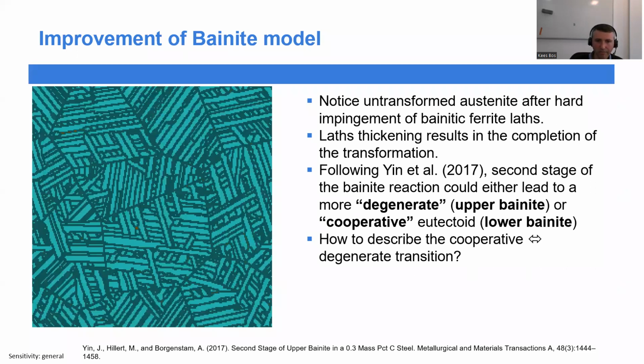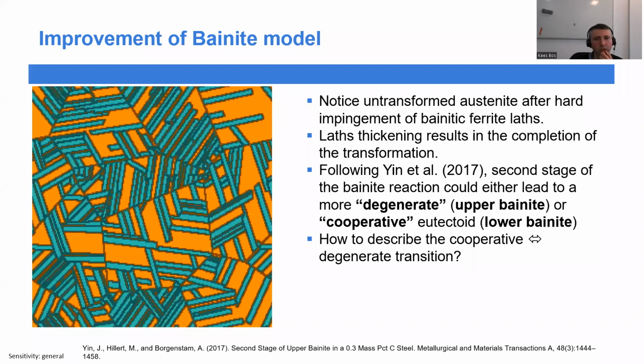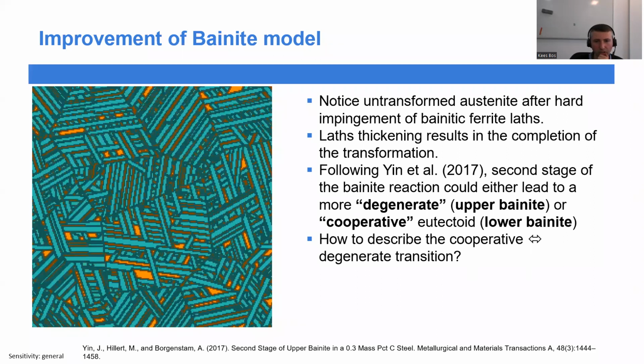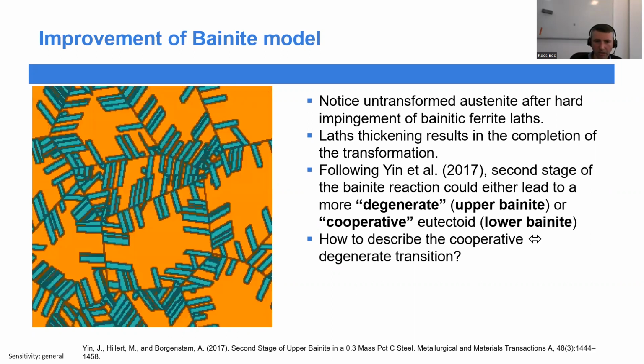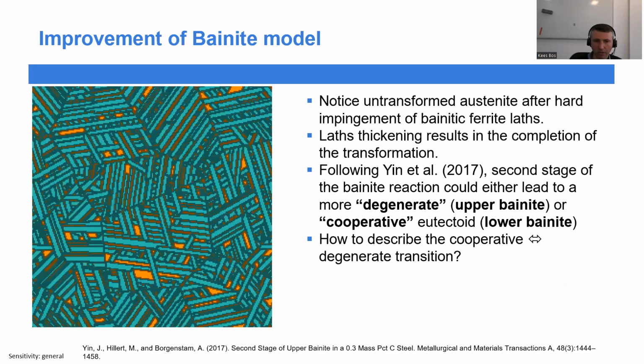And then I want to follow the work of Ian to describe the second stage, which then either could lead to upper bainite or lower bainite. But we still have some open questions there on how to do this properly. So that's a bit of work in progress, but I think it's very promising and a good improvement on the bainite model. So we hope that with these improvements, we can further improve the accuracy of the predictions.